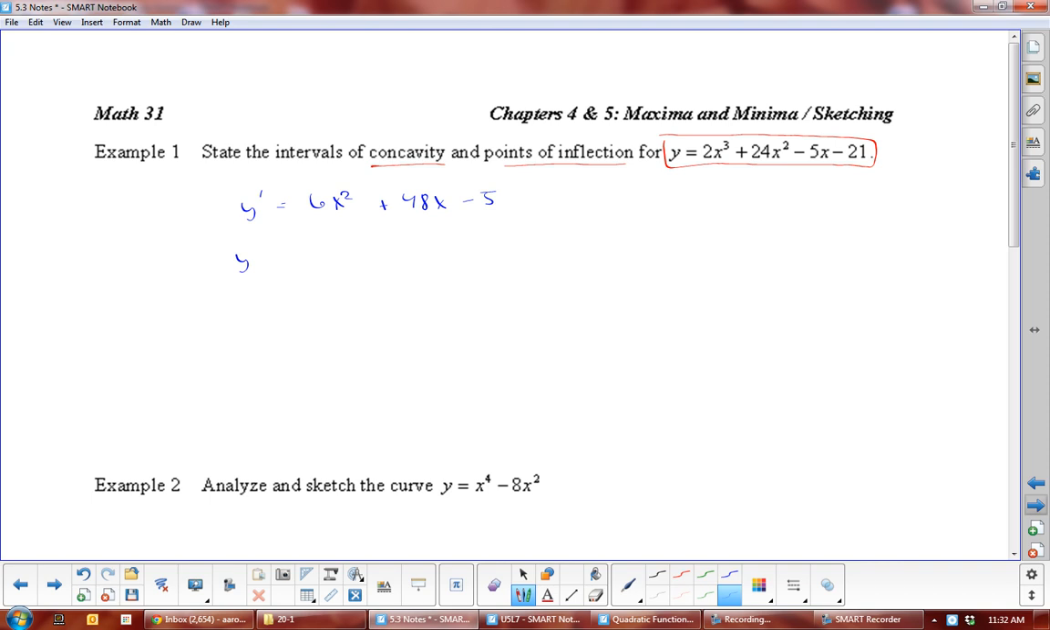Then let's go to the second derivative, which is 12x plus 48. Now, remember how we were trying to get in the habit of always putting y prime or f prime of x when that was the first derivative. So now we're going to do a second derivative. So this would be f double prime of x. What we need to do, just like we needed to do for the first derivative, was find any critical values.